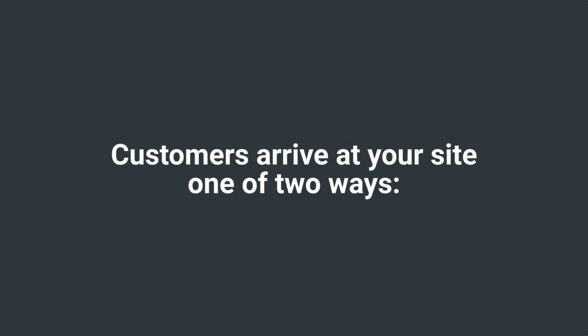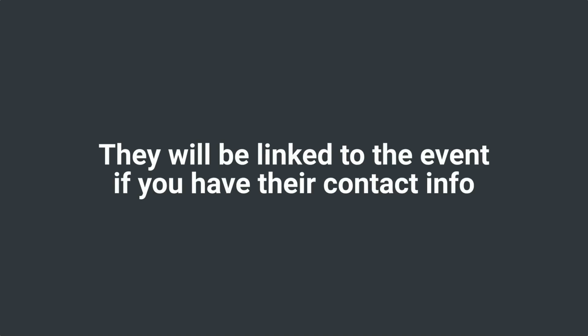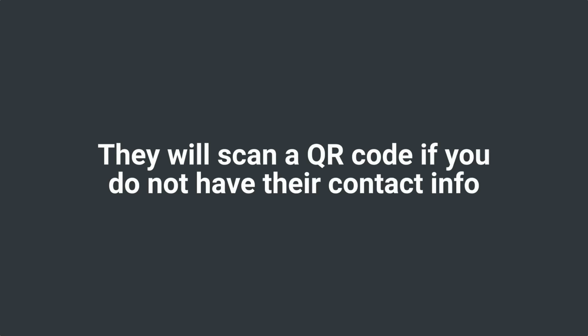Customers can arrive at your site usually one of two ways. If you have their contact info, then they will be linked to the event and logged in automatically from an email or text message you sent. If you do not have their contact info, then it is likely they will arrive by scanning a QR code you provided at the photo shoot.